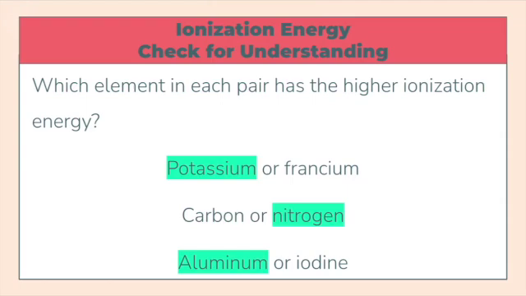Aluminum versus iodine. Iodine has more electron shells than aluminum, so therefore aluminum has greater Coulombic attraction over its electrons, which means it's going to require more energy to remove one, which gives it the higher ionization energy.